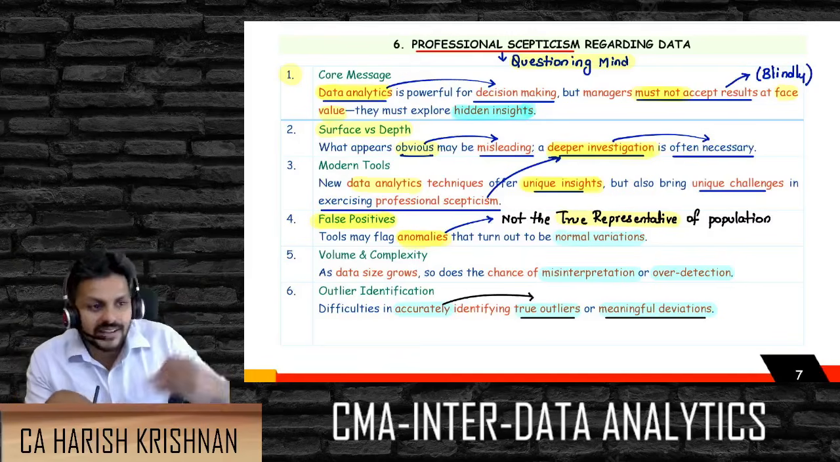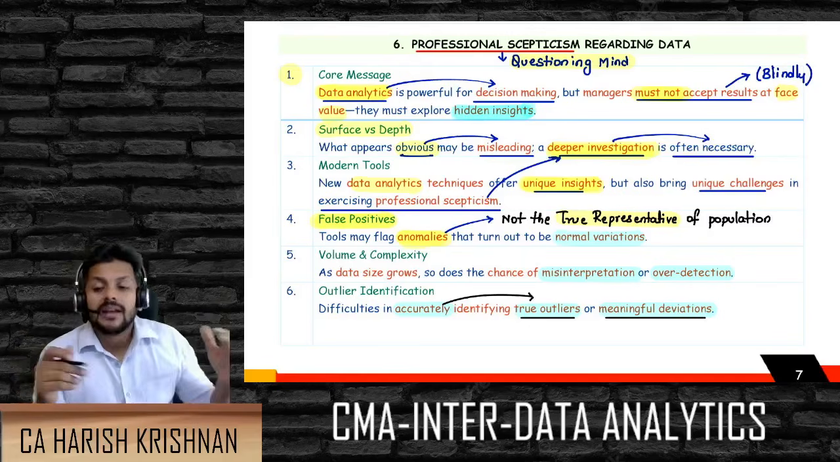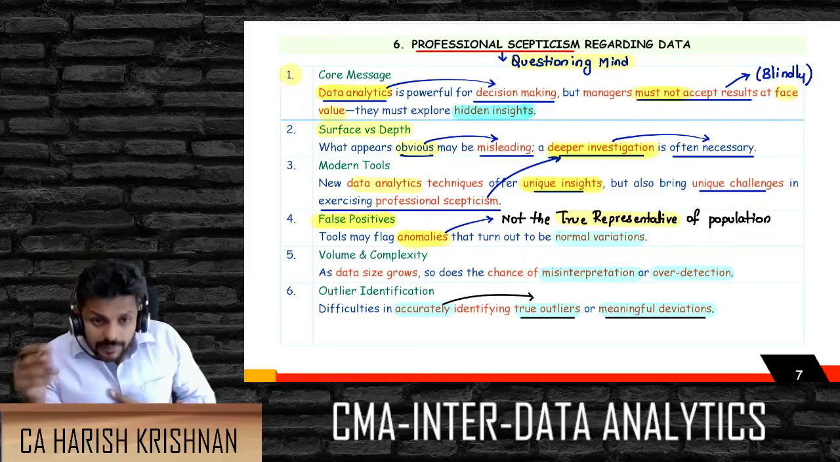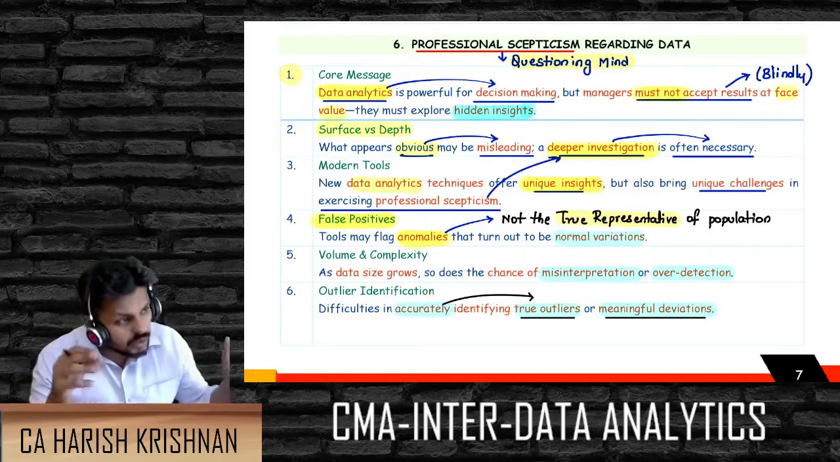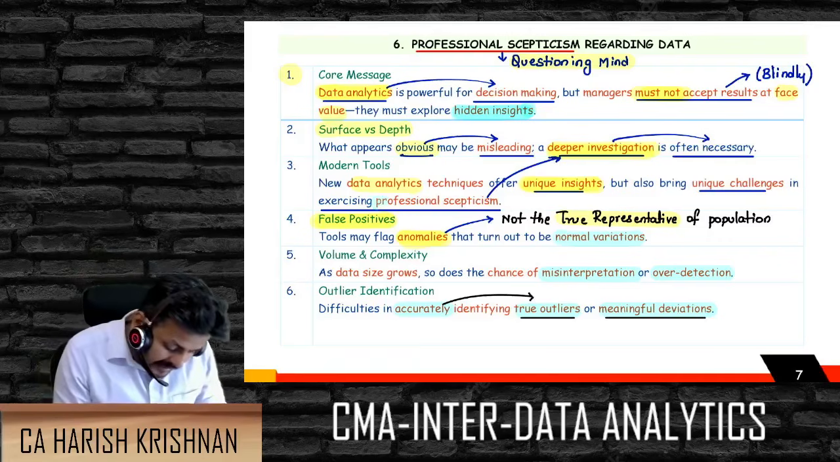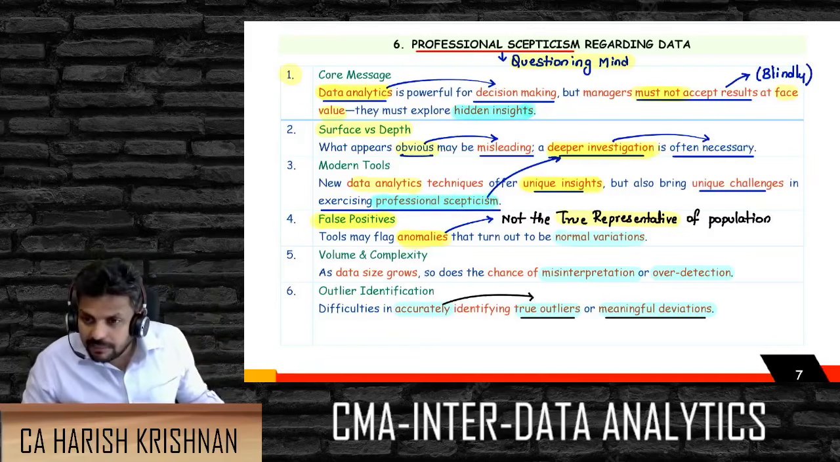Grass is greener on the other side, all that glitters is not gold. From all of this, what are you supposed to understand? That your data also can mislead you big time. There may be so many things hidden in the data, unique insights, unique challenges. All these need exercising an element of professional skepticism. Have a mind, don't blindly believe, right?